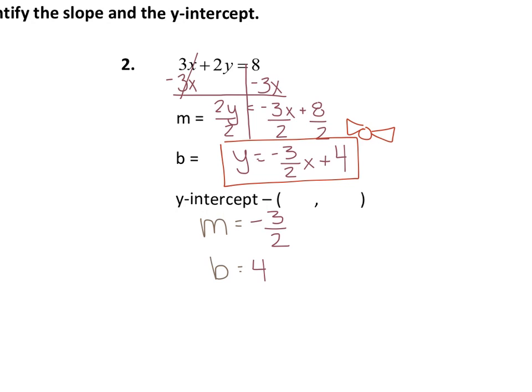And then if I want to write my y-intercept as an ordered pair, remember, when you write your y-intercept, you let x equal 0, and that's still the case. So this right here is your y-intercept written as an ordered pair. So now what we'd like you to do is try number 1 on your own, and then check your work.